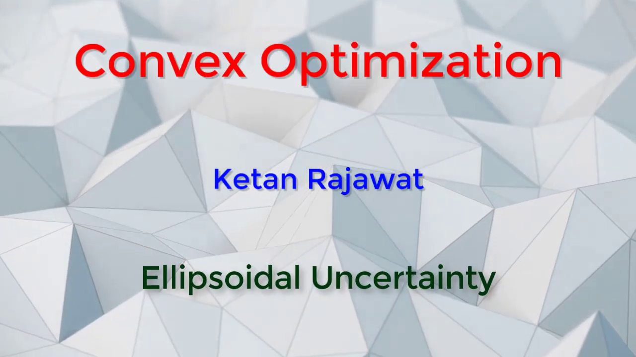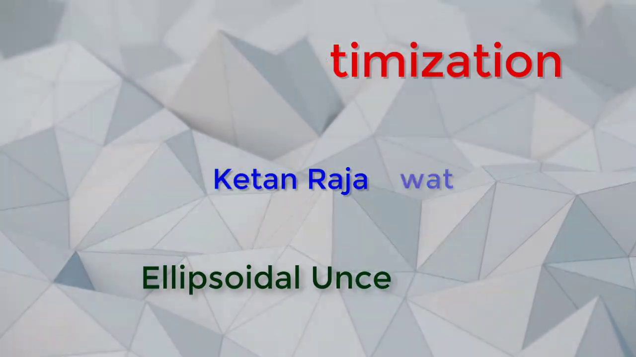Let us take a look at linear programming with ellipsoidal uncertainty. So we are again looking at a linear program of the form c transpose x subject to a transpose x less than or equal to b. Let's say that there is only a single constraint, but this a vector is uncertain, and in particular we want to say that a belongs to an ellipsoid with center a0 and matrix P.